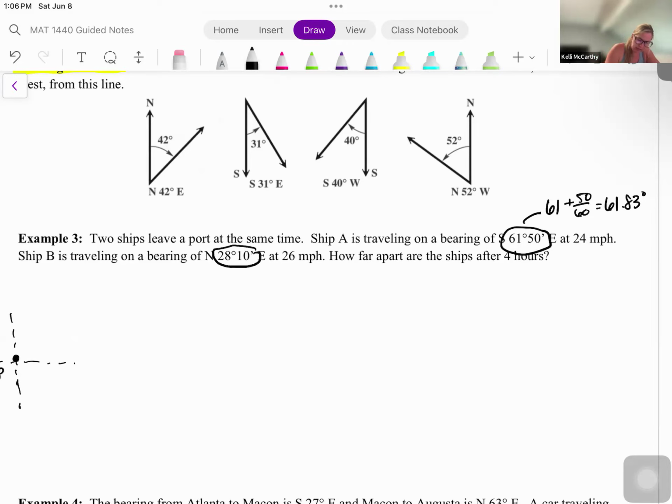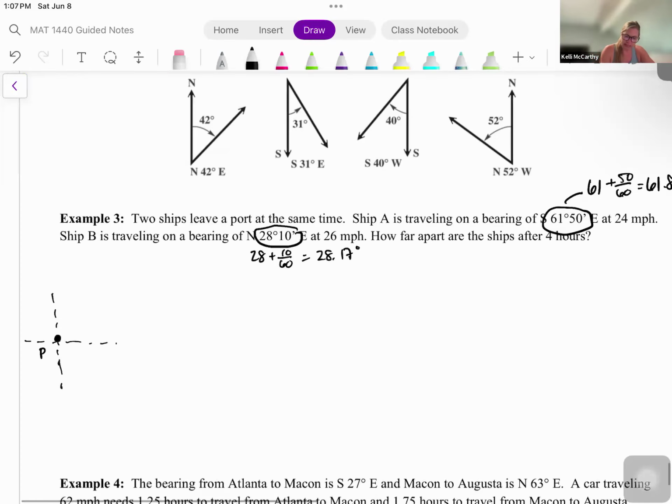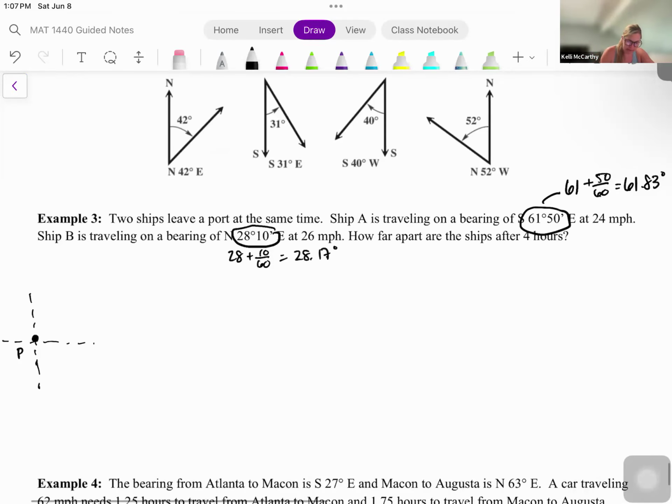And then 28 degrees 10 minutes is approximately 28.17 degrees. That way we don't have to work with degrees and minutes for this example anymore. So south 61.83 degrees east. So starting with this south line and then moving to the right 61.83 degrees is going to be about here. So we know that this is 61.83 degrees.